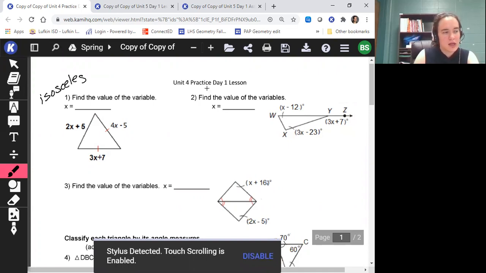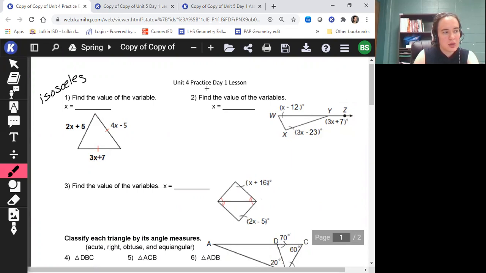And remember that an isosceles triangle has two sides or two legs that are congruent. And the two legs that are congruent here are the 4x minus 5 and the 3x plus 7. And we can set those equal to each other. So 4x minus 5 equals 3x plus 7. And then subtract 3x from both sides, and add 5 to both sides. And that gives us x equals 12.